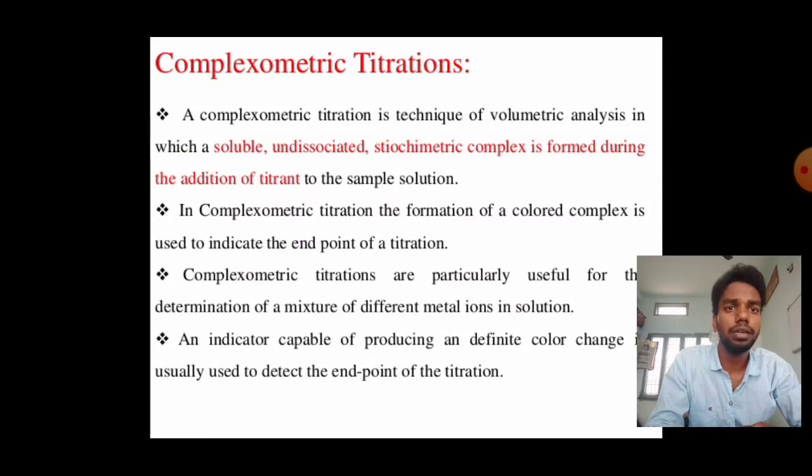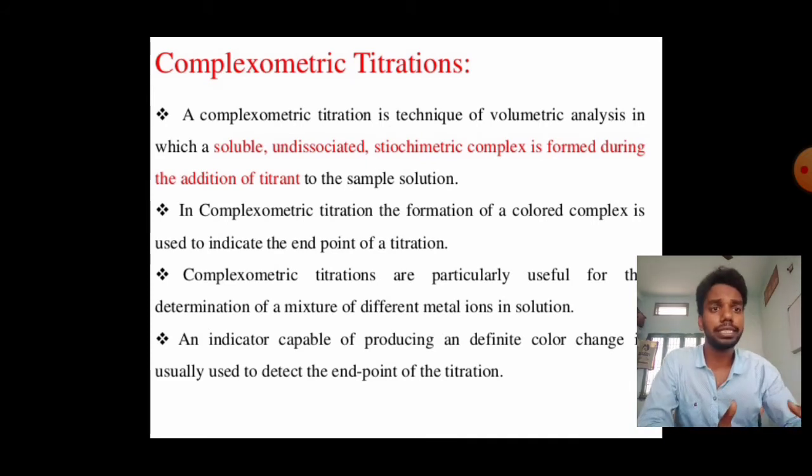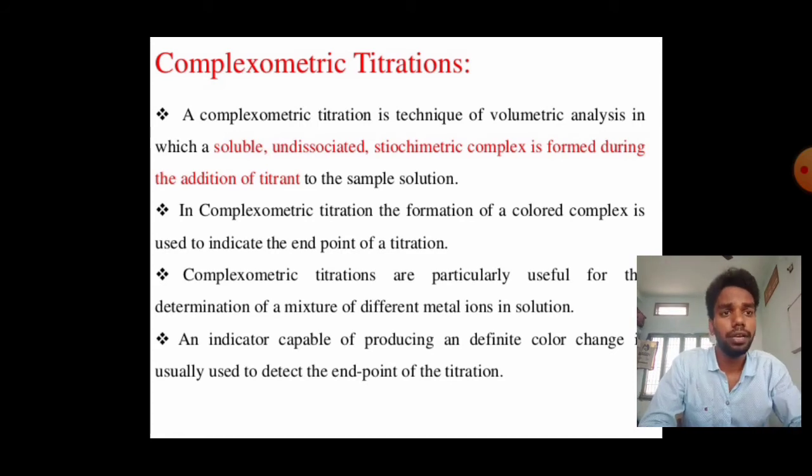Now complexometric titrations. Complexometric titration is a technique of volumetric analysis in which a soluble and dissociated stoichiometric complex is formed during the addition of titrant to the sample solution. Here we have the metal solution and here the complexing agent. Now these two are added and form complexes. The complexing agent reacts with the metal and forms very strong complexes.